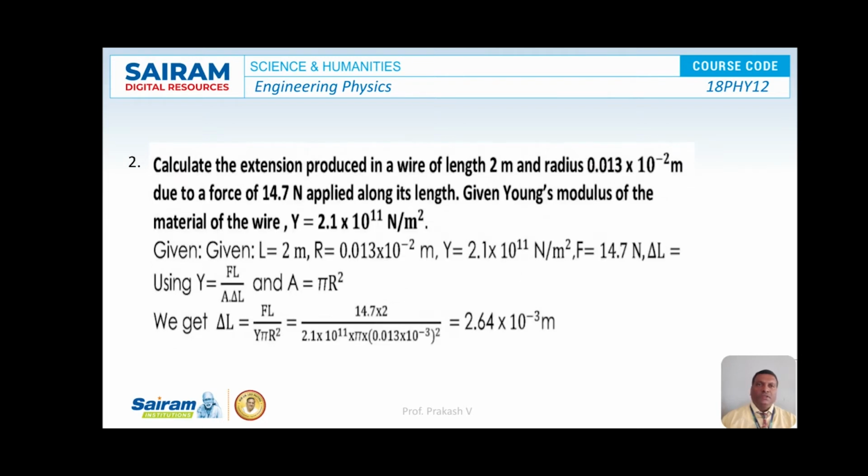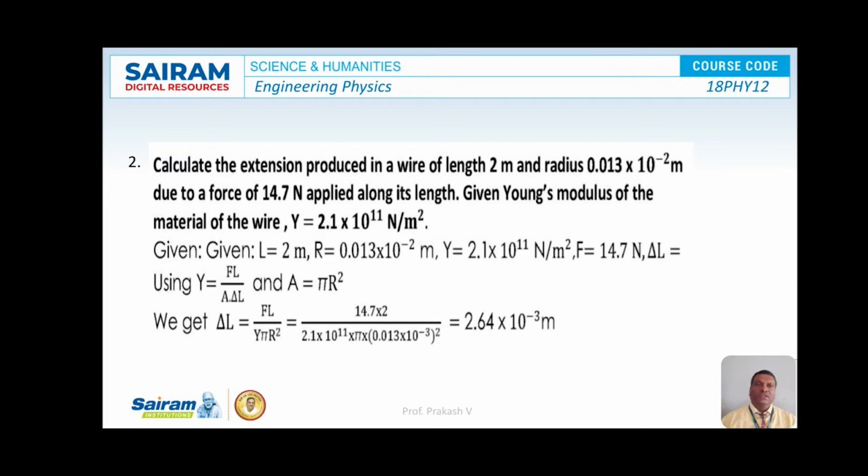That much force is required to produce an extension of 1 mm in a steel wire of length 2 meter. The second problem is: calculate the extension produced in a wire of length 2 meter and of radius 0.013 into 10 to the power of minus 2 meter due to a force of 14.7 Newton applied along its length, given Young's modulus of the material of the wire, that is Y, is equal to 2.1 into 10 to the power of 11 Newton per meter square.